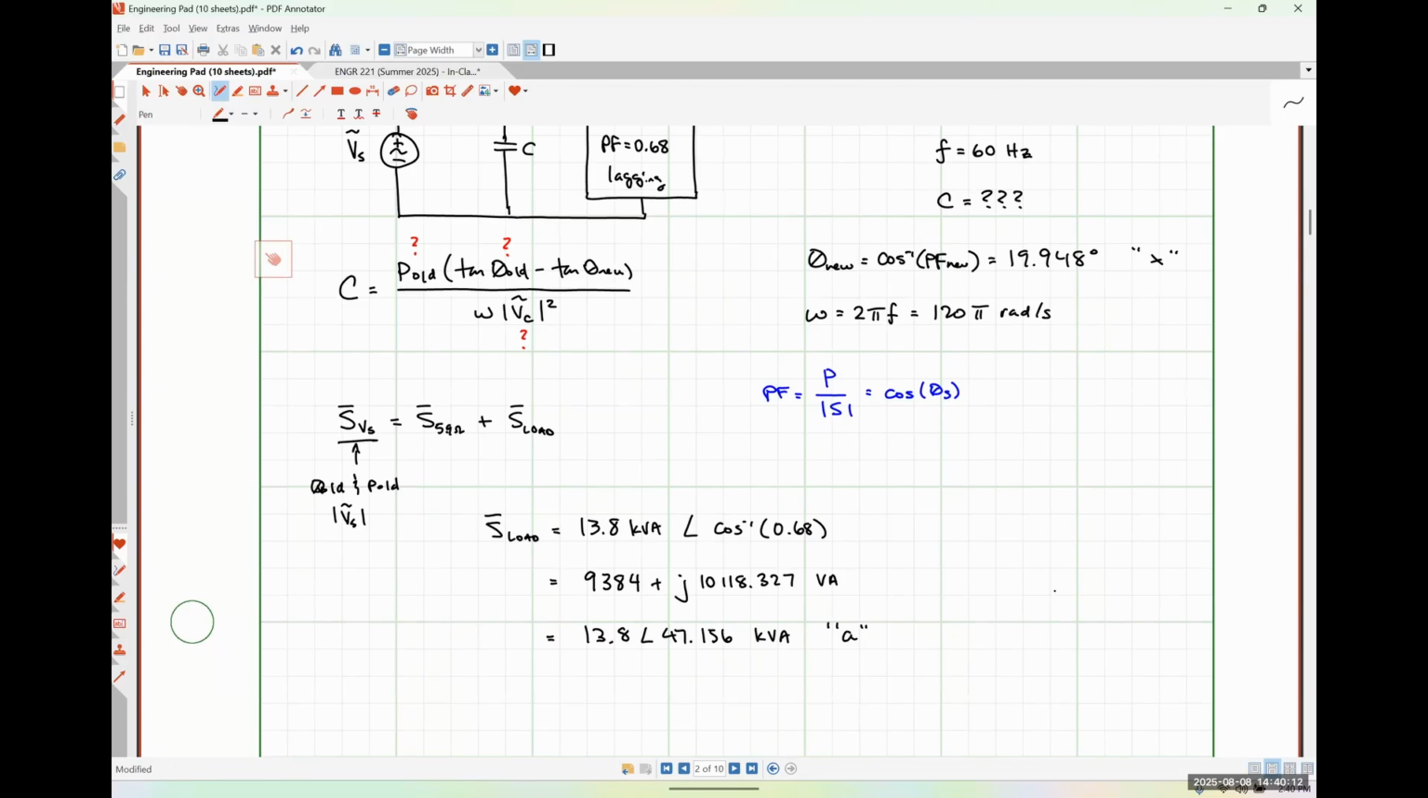So before I move on from this step, does anybody have any questions about how I used the provided information to calculate the complex power absorbed by our load? So what if, instead of being told that our load was absorbing 13.8 kilovolt amperes, it were absorbing 13.8 kilowatts? How would we have found the complex power then? Anybody have any thoughts?